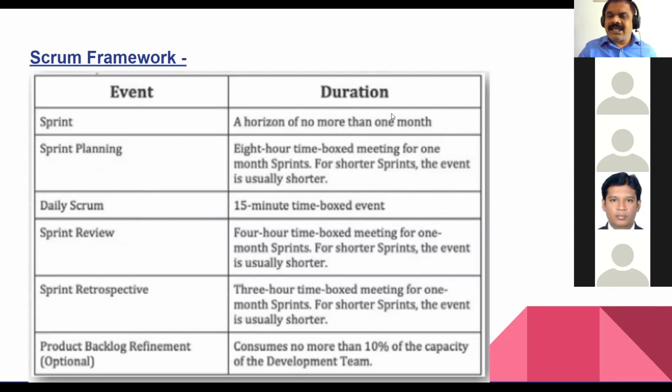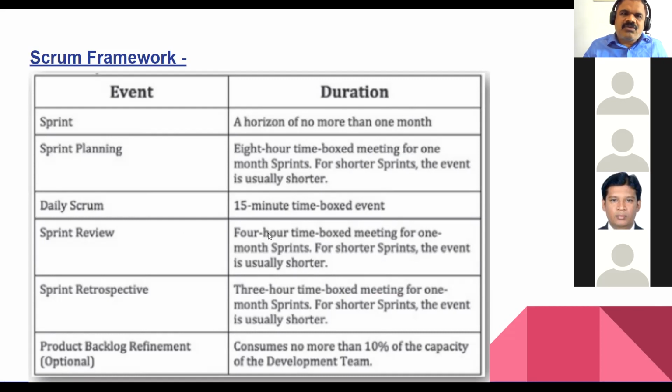The sprint is no more than 1 month. Sprint planning is an 8-hour time box meeting for a 1 month sprint. For shorter sprints, the event is usually shorter. If you are attending interviews, they also ask how long the sprint is, or how long the sprint planning is for a 2-week sprint. The daily scrum is 15 minutes. Sprint review is a 4-hour time box for a 1 month sprint. Sprint retrospective is a 3-hour time box meeting for a 1 month sprint. So almost everything here is for a 1 month sprint, and the daily scrum is a daily 15-minute time box event.